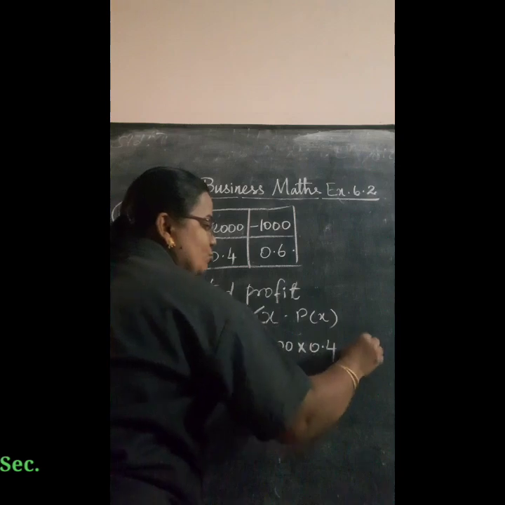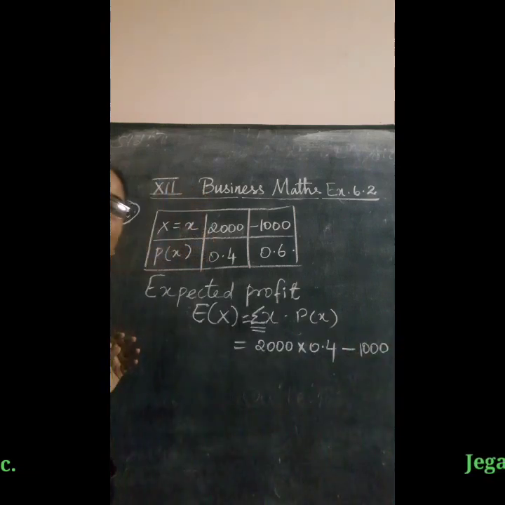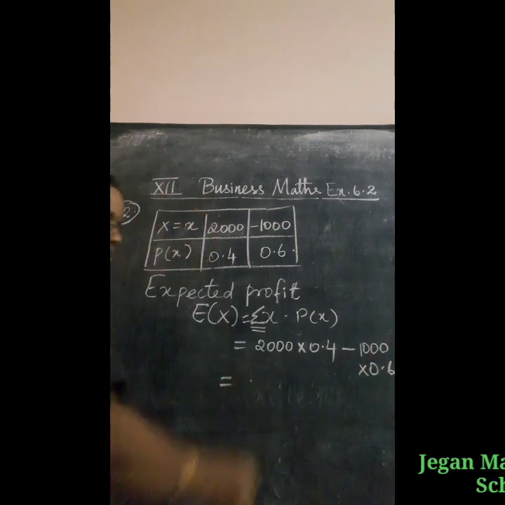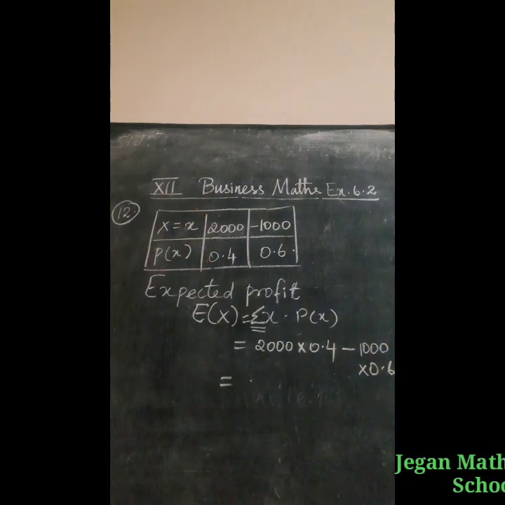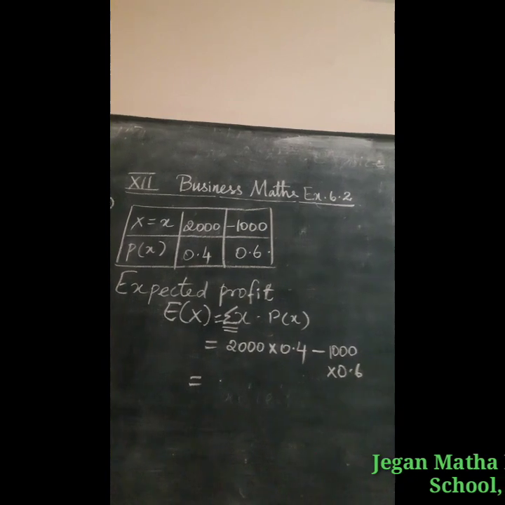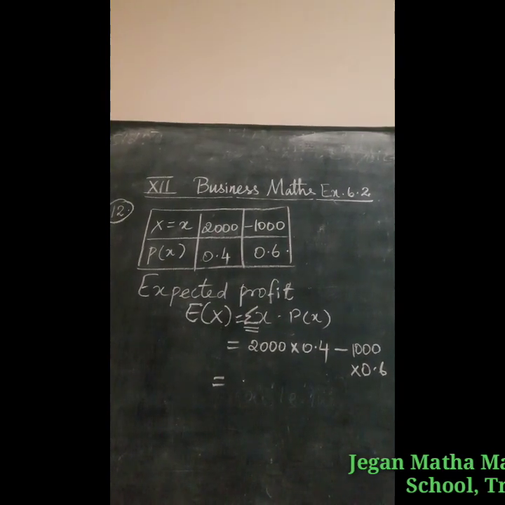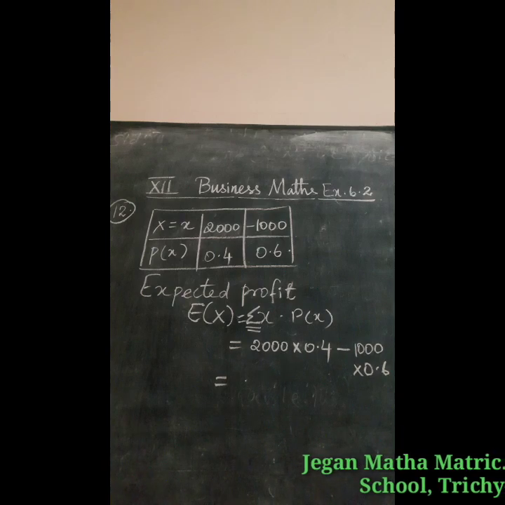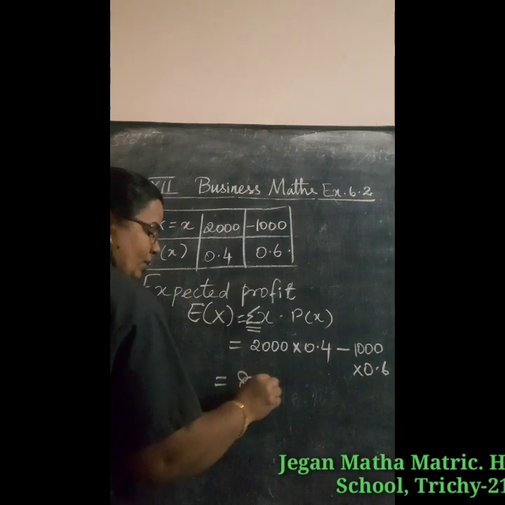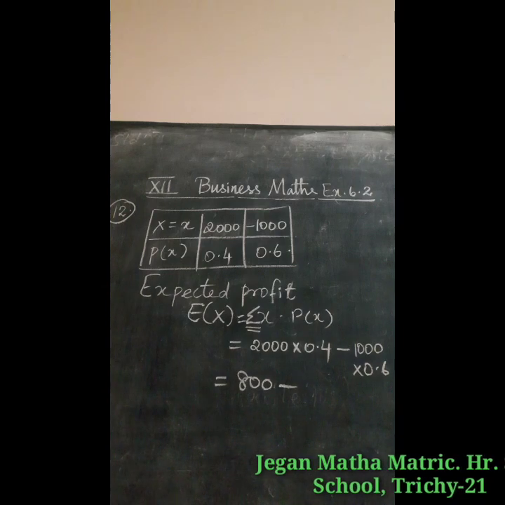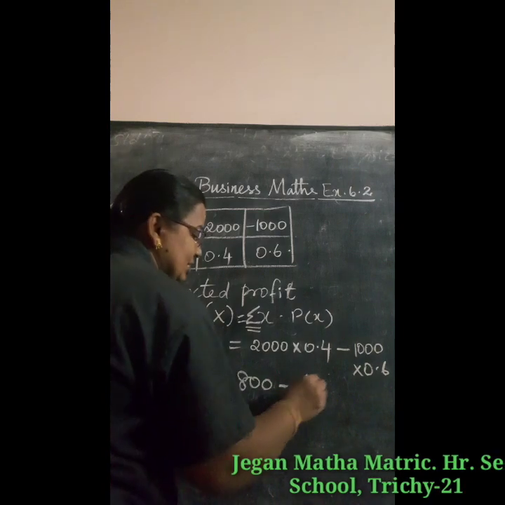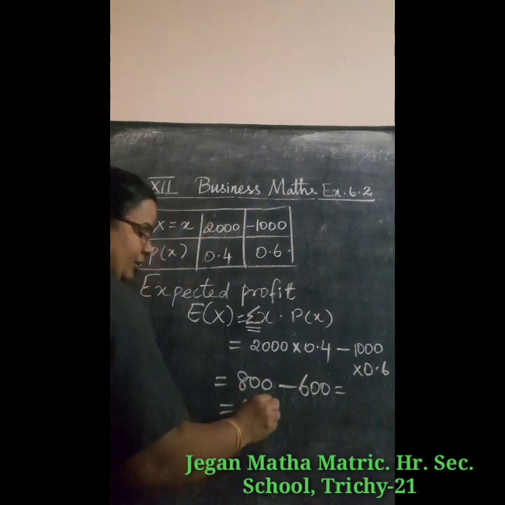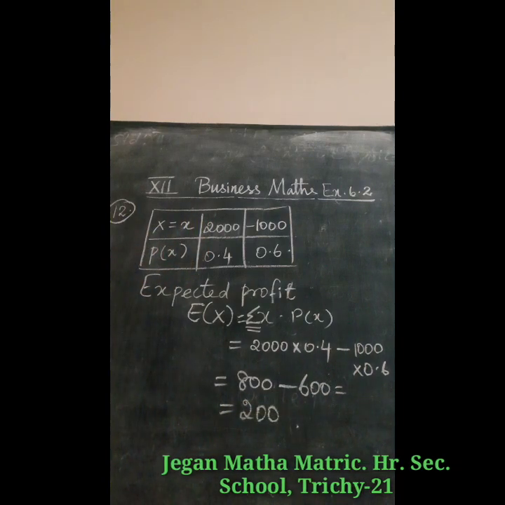So minus 1000 into 0.6. That is equal to 2000 into 0.4, we will get 800, and minus 1000 into 0.6 is equal to minus 600. So what is the expected value? That is equal to 200. So E of x is equal to 200.